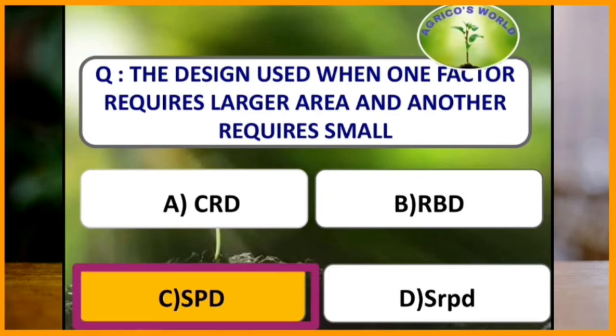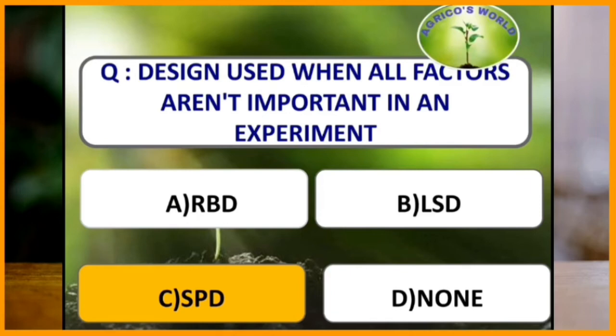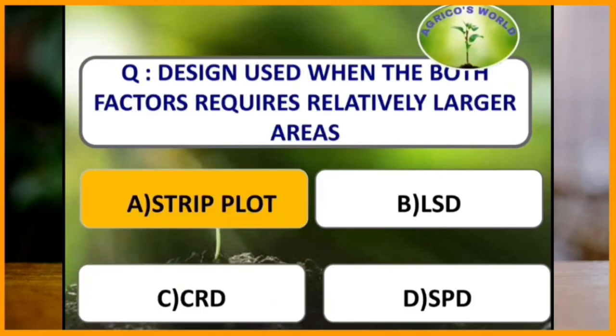When we are going for the experiment in which the areas are different, then we usually go for the split plot design. Which design is used when all the factors aren't important in an experiment? When all the factors are not important in an experiment, then we go for the split plot design. Which design is used when both factors require relatively larger areas?